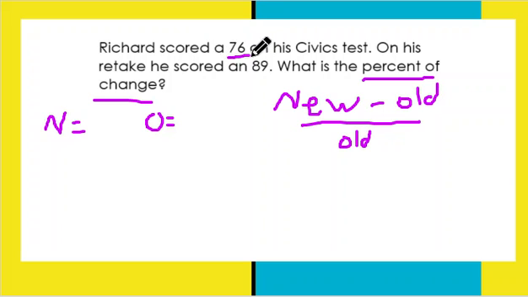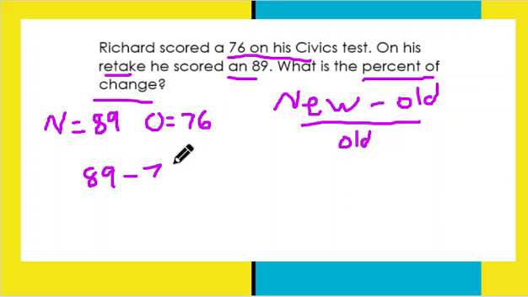So he scored a 76 on his test, and on his retake, he scored an 89. So the retake is probably newer than the original test, right? Because you usually do a retake after you take the test. So the retake's going to be the new. So my new is 89. His original score was a 76. So that is the old. So now we can plug into our formula. New, 89, minus old, 76, divided by old, 76.